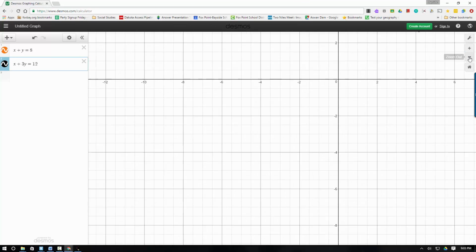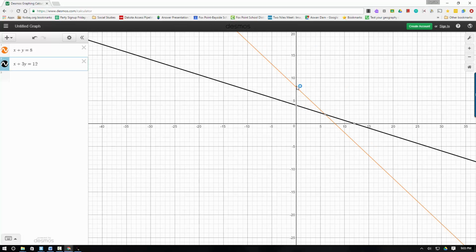So let me zoom out. And these are my axes. So if I look here, so here's the y-axis, or y-intercept, and the x-intercept. Those are my 8, 0, and 0, 8 I was talking about. And if I set this equal to 0, then I have 3y equals 12, so it would be 0 and 4. So that's where I get 0, 4. And then this one here is if I plug this as 0, this becomes 12, right? So that's why I have 12, 0 over here.